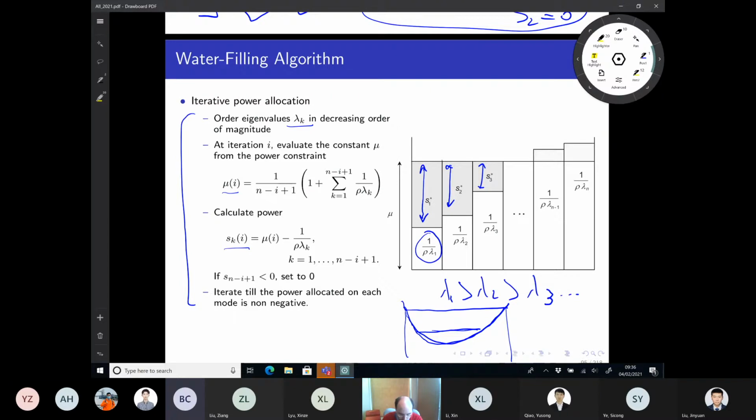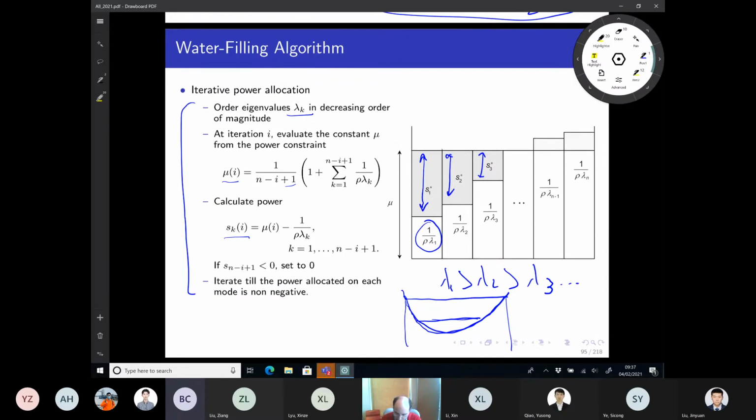And so in iteration 2, you will only take n minus 1 modes, the ones that are potentially non-zero, right? And you will recalculate your mu, and you will recalculate your power allocation for those n minus 1 modes. If one of them is negative, you set it to 0 and you continue. And you do this until none of those powers are negative, right?